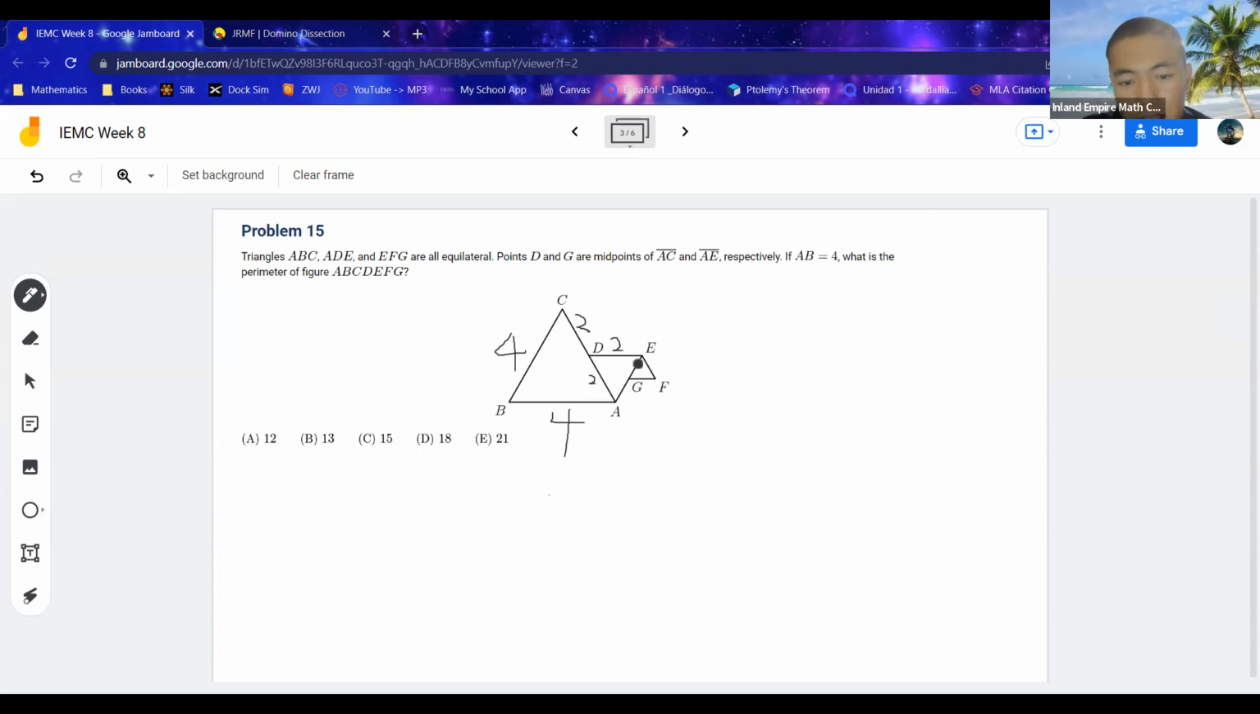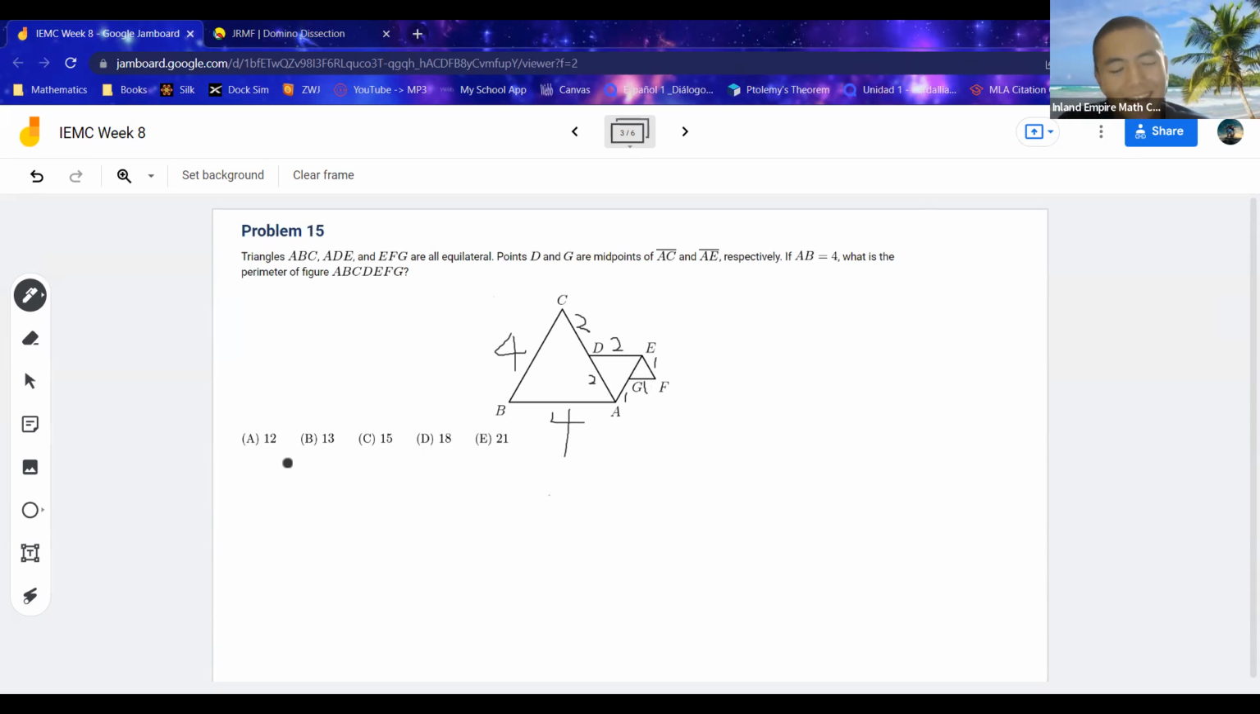And if G is a midpoint, what is AG? 1. And what is GF? 1. That means the smallest triangle is 3. The second big triangle is 6. The third big triangle is 12. So it's 12 plus 6 plus 3. So what is the answer? 19.